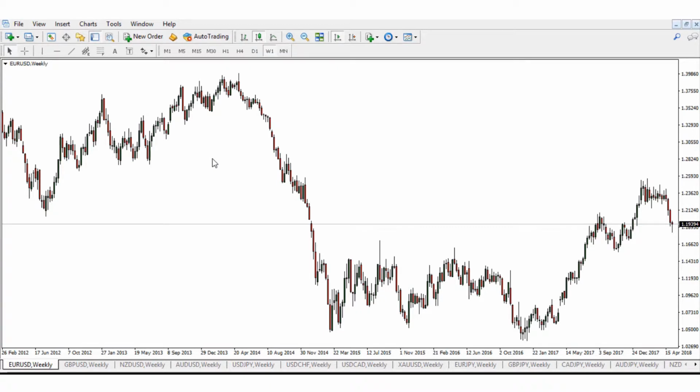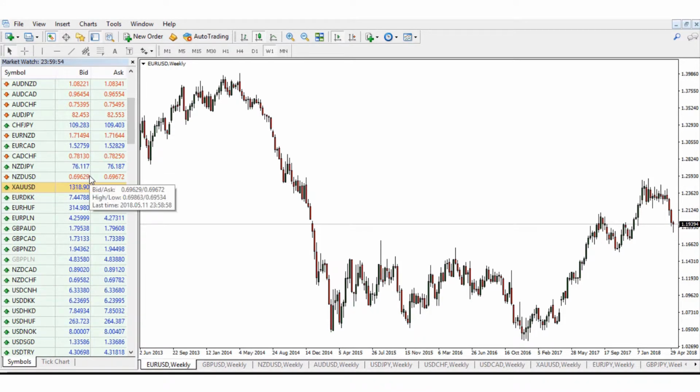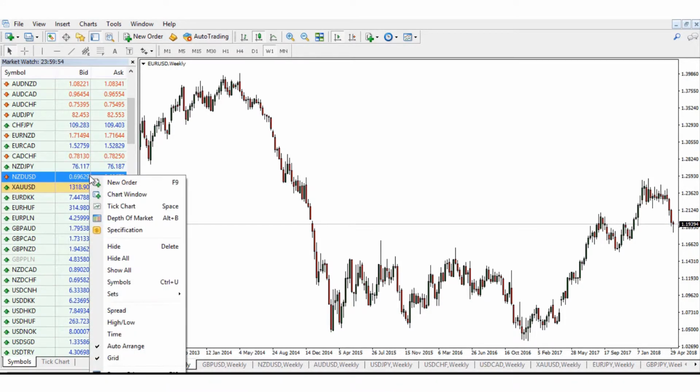So this is the video to complement the lesson on how to draw support and resistance levels, as well as trend lines and channels. In order to draw support and resistance levels, it is really advisable to get a naked chart like this one. So let me take you through the whole process. Let's open a market watch and select any currency.